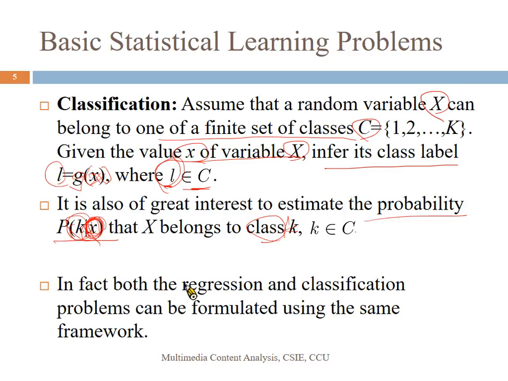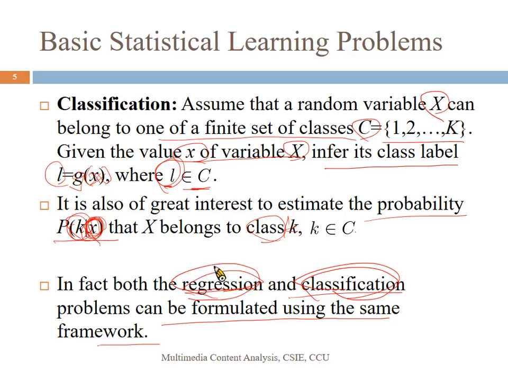Okay, so in fact, both the regression and the classification problem can be formulated using the same framework. The difference between regression and the classification is that the output for classification is discrete, but the output for regression is continuous. That would be a real value, and for classification, that would be some class label defined in a finite set.